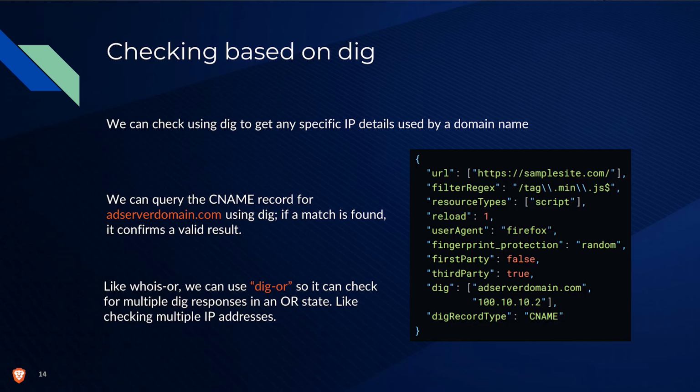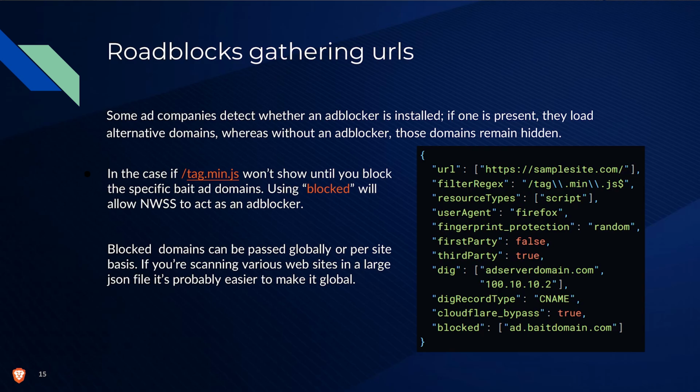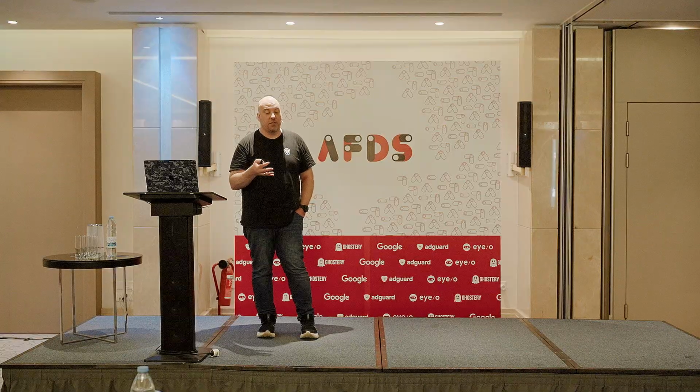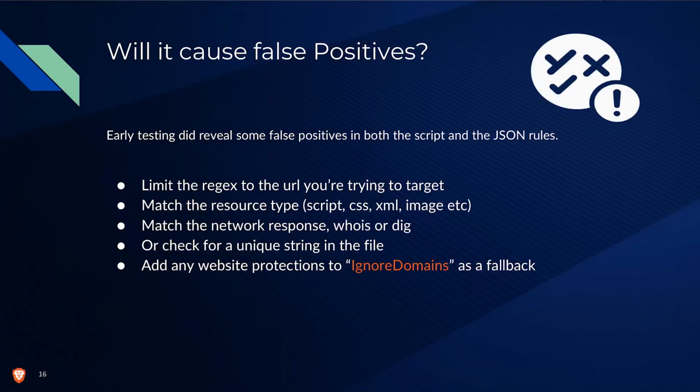So you can do multiple digs on the one domain. The roadblocks we have: some sites will do ad blocking as a bait. So they'll check to see if you're blocking that domain, and they won't show the bad domain. So you sort of have to fake that you're running an ad blocker. Built into the JSON, you can actually block domains as well. So if a site is checking that you're running a domain, you can block the domain and it will show you the right site. And that can be done globally as well or per site.